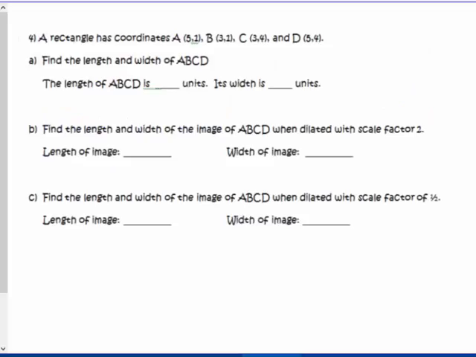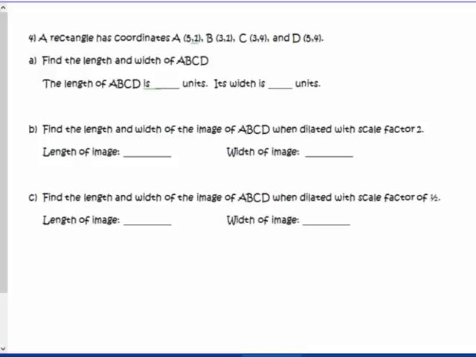Okay, number 4. A rectangle has coordinates A (5, 1), B (3, 1), C (3, 4), and D (5, 4). Find the length and the width of ABCD. This rectangle, the length of ABCD. How do you go from (5, 1) to (3, 1) and (5, 1) to (3, 4)?